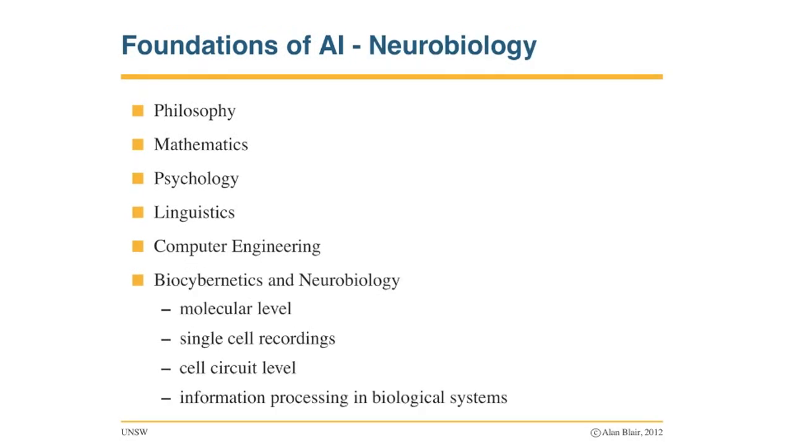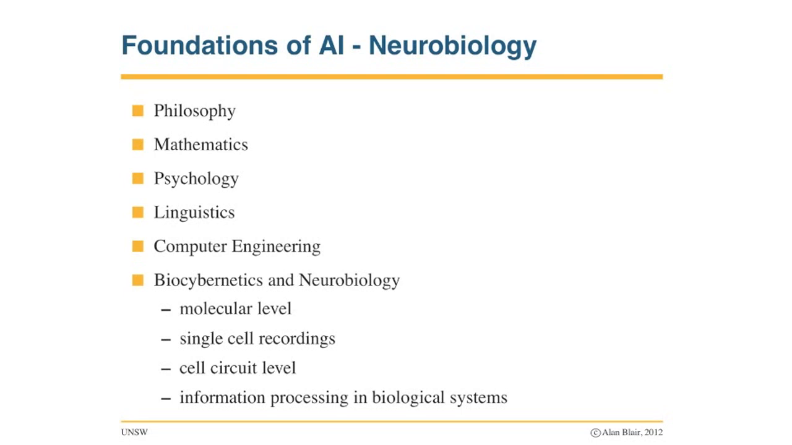And then there's what we sometimes call biocybernetics or neurobiology. So people studying the brain at a very low level, looking at individual cells and how they operate, looking at groups of cells in small organisms like the nematode worm, and so on, molecular level ion channels within the brain, and that kind of thing.